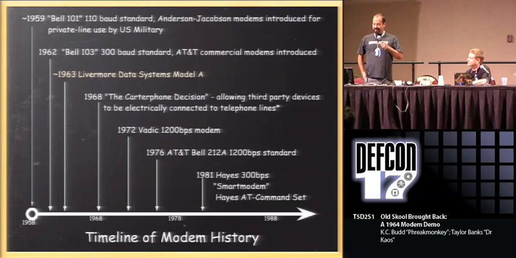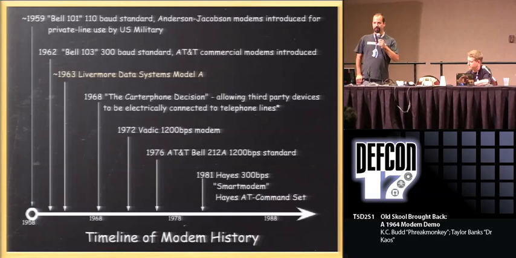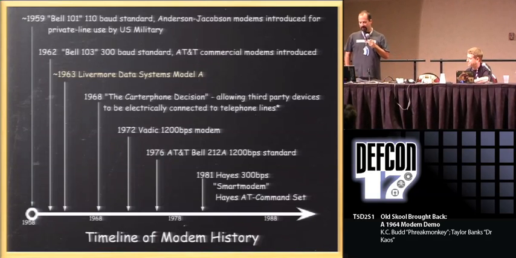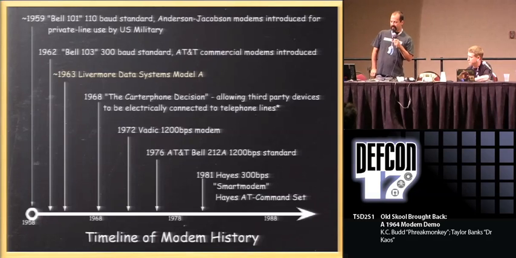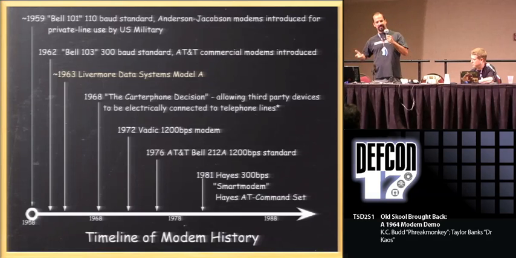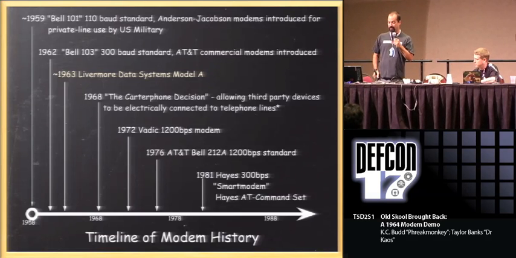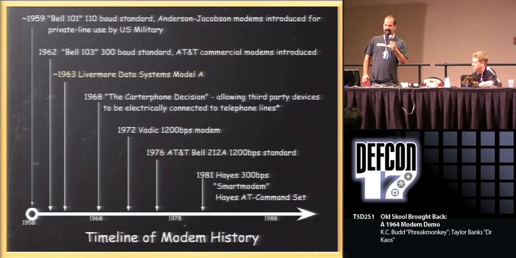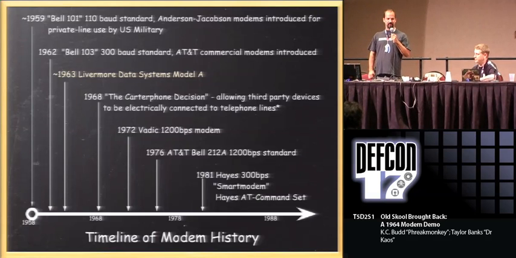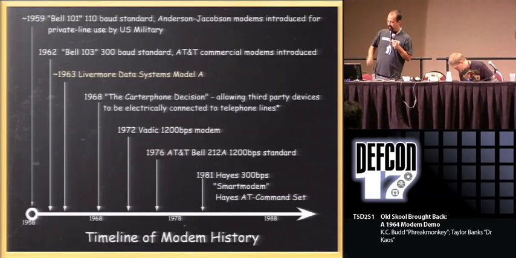In 1972, Vadic made a 1200 bits per second modem, but it was proprietary, and they refused to release how it worked, so nobody else could build anything that talked to it, and so it didn't become the standard. And then a few years later, AT&T Bell looked at that modem, reconstructed what they were doing, made the same changes to their modulation, and introduced what became the 212A, or the V.22 modulation, which we all know is 1200 baud.